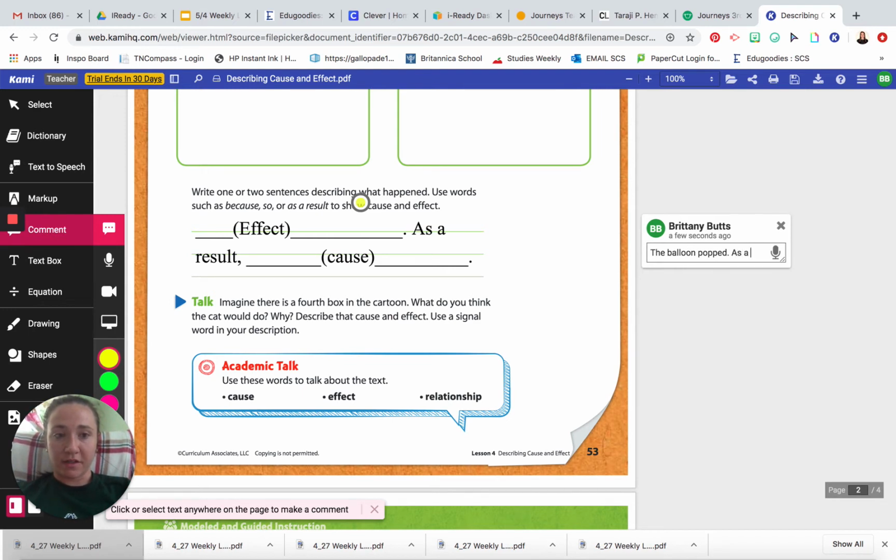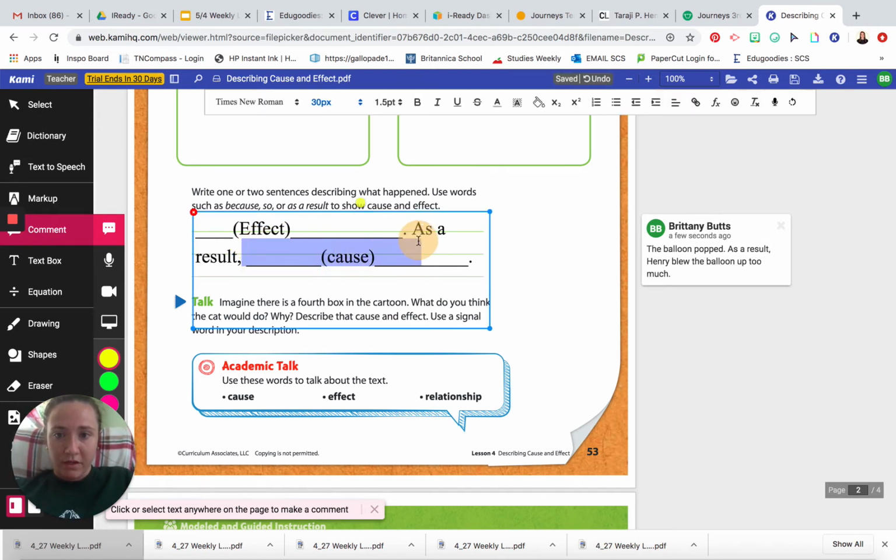Then I use the words as a result to join my two ideas. As a result, the cause of my effect is that Henry blew the balloon up too much. Let's read that sentence to see if it makes sense. The balloon popped. As a result, Henry blew the balloon up too much. Does that make sense? No.